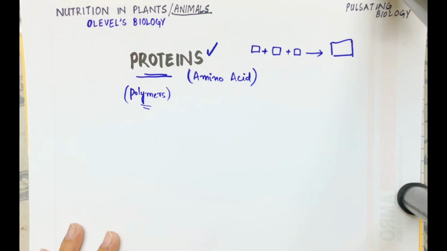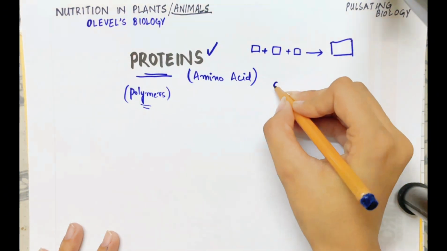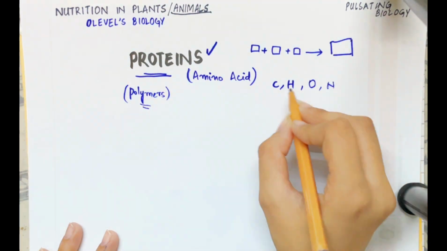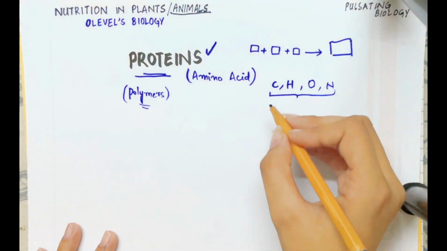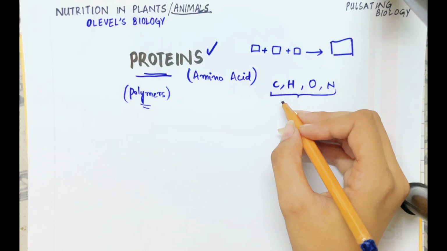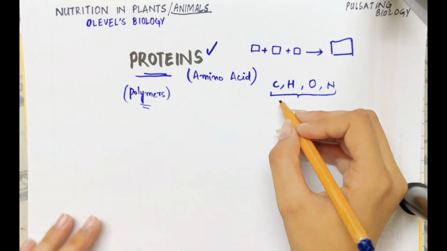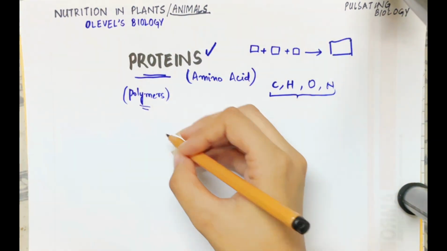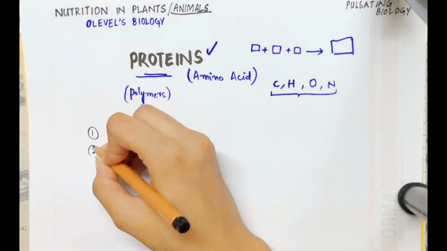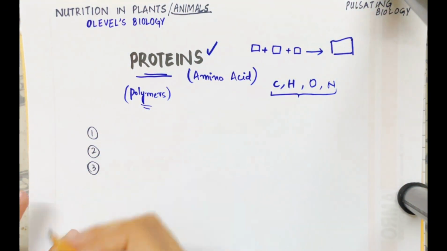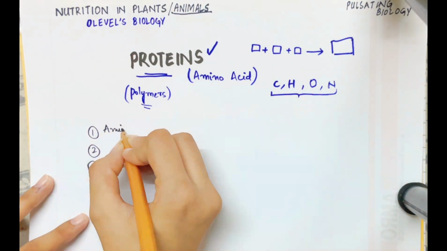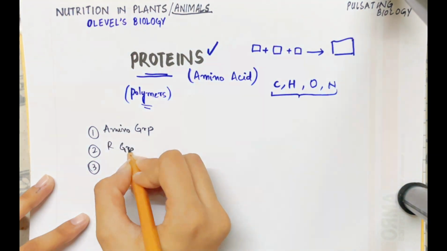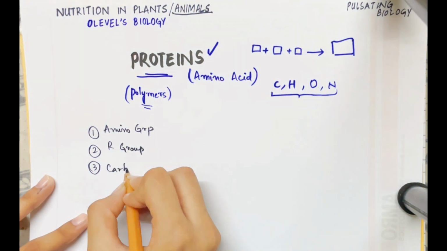of a protein. An amino acid is made up of carbon, hydrogen, oxygen, and especially nitrogen. These are the major components of amino acids. When you talk about protein, the major structure that you need to know about is its amino acid structure, which consists of three major things. The three major things include the amino group at number 1, then we have the R group, and on number 3, we usually have the carboxyl group.